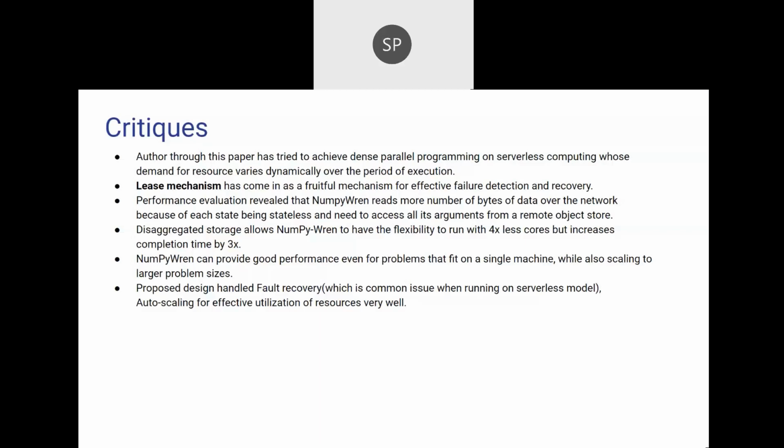Disaggregated storage allows NumPy to have the flexibility to run with 4 times fewer cores but increases the completion time by 3 times. NumPy can provide good performance even for problems that fit on a single machine while also scaling to large problem sizes. The proposed design handled fault recovery and auto scaling for effective utilization of resources very well.